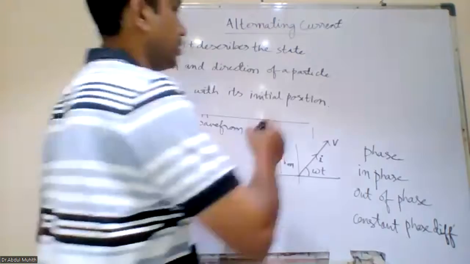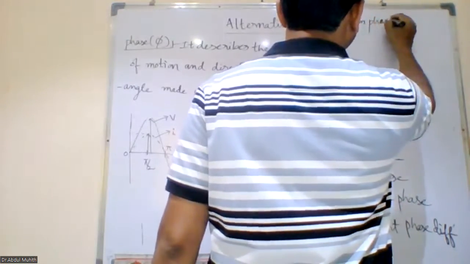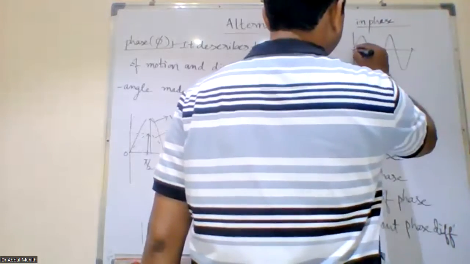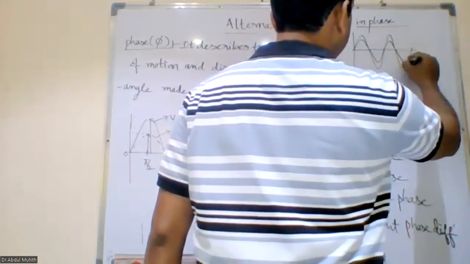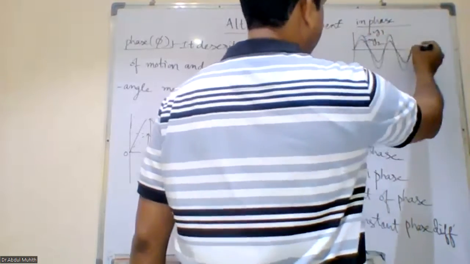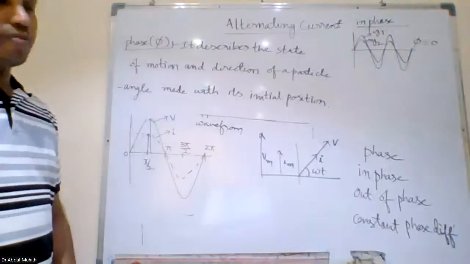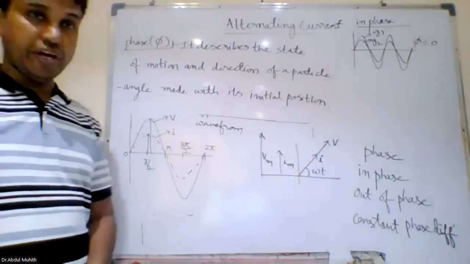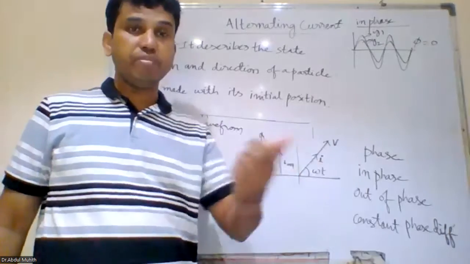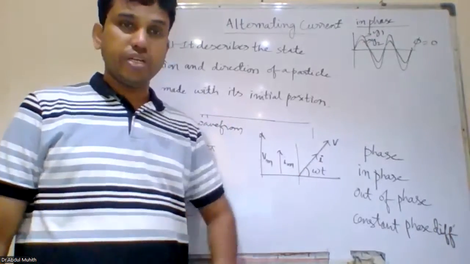What is in phase? In phase means if the angle between both the waves, see like this, if this is y1, this is y2, the phase difference is 0 degrees. The angle between both of them is 0 degrees. You are watching the movie and you are understanding the movie at the same time. That means you are in phase.